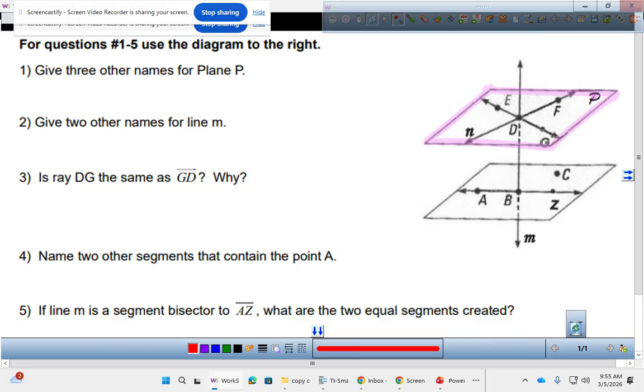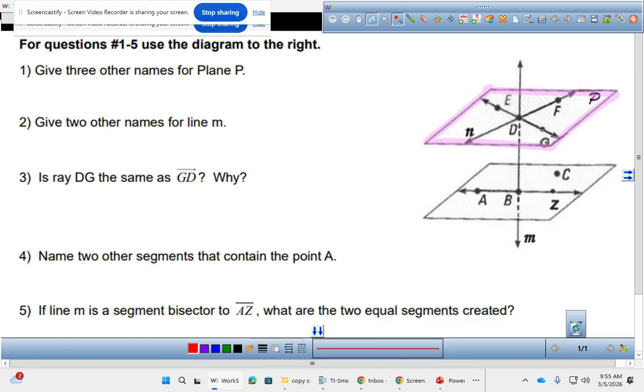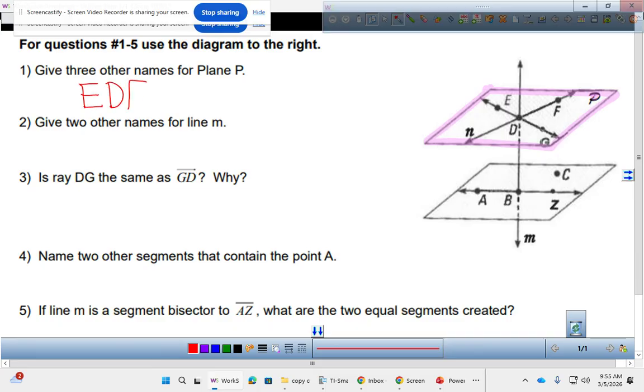So you can't call this plane EDG because that's a straight line. EDG is not the name of a plane. When you're naming a plane, you want to think about, if I pick these 3 letters, would they form a triangle? If your answer is yes, then you've named the plane. So for example, I could do E, D, F, because if I were to connect E, D, and F, that would form a triangle. Okay, so that's one way to name it.